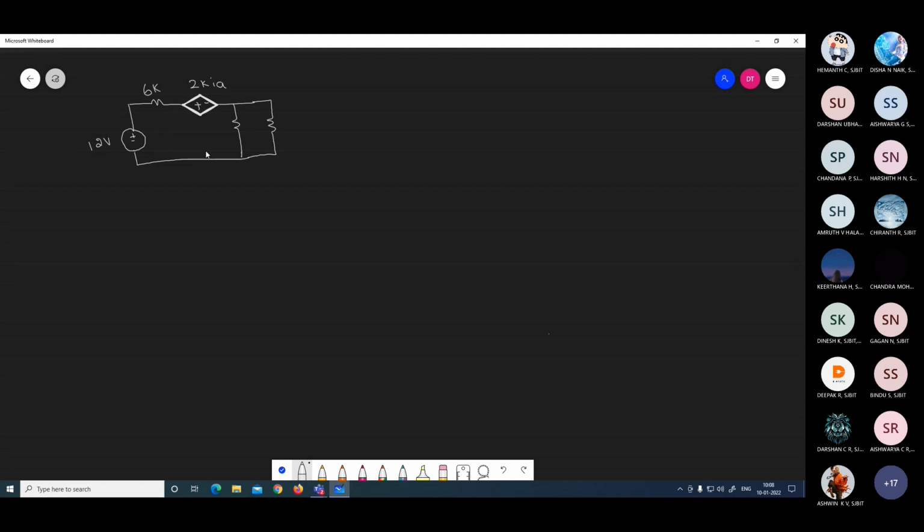This is 1K and here it is IA, and ZL is given as 667 ohm. He should have given RL, but he has given ZL in the exam. But this is RL only. ZL is actually given. No problem. ZL is mentioned instead of RL.